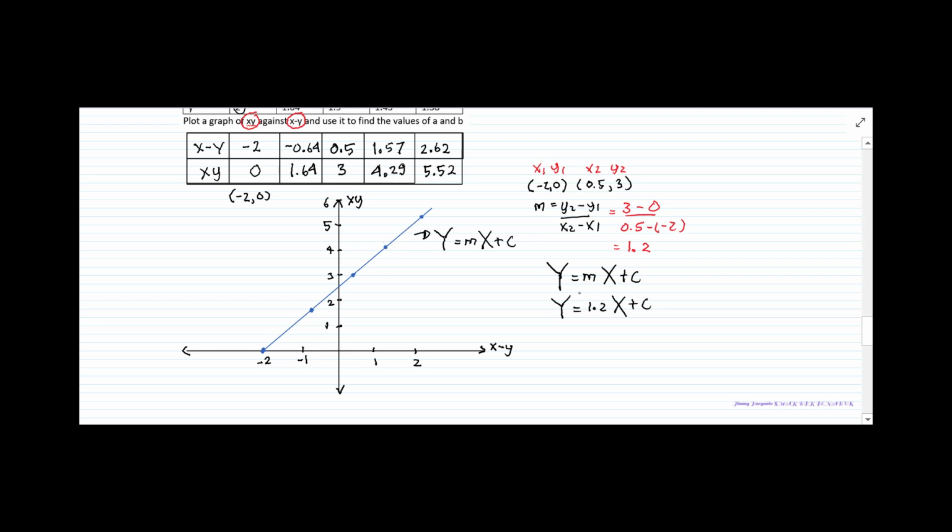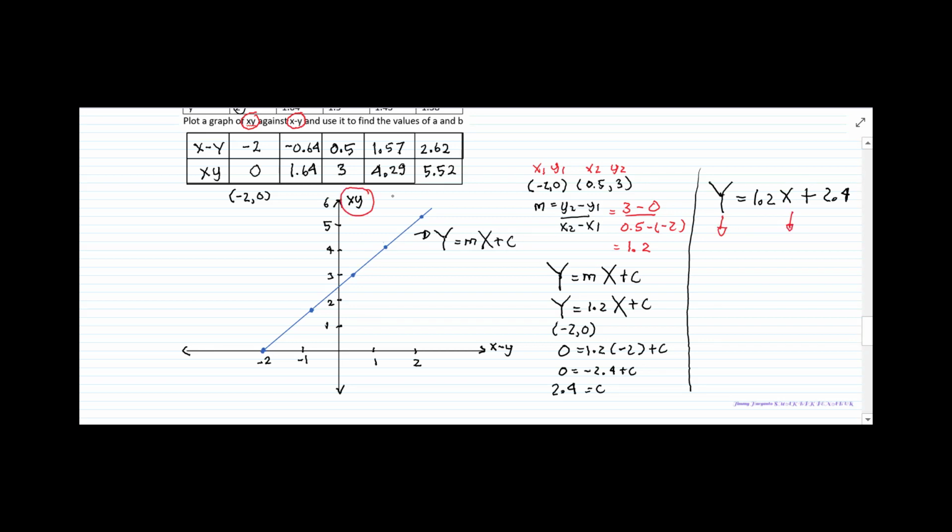Now we have to find the c. I will use negative 2, 0. 0 equals 1.2 times x. The x is negative 2, plus c. So I will get 0 equals negative 2.4 plus c, so c equals positive 2.4. So now I have a complete y equals 1.2x plus c. The c is 2.4. Yay! Now don't forget to change the big Y and the big X with the axis.